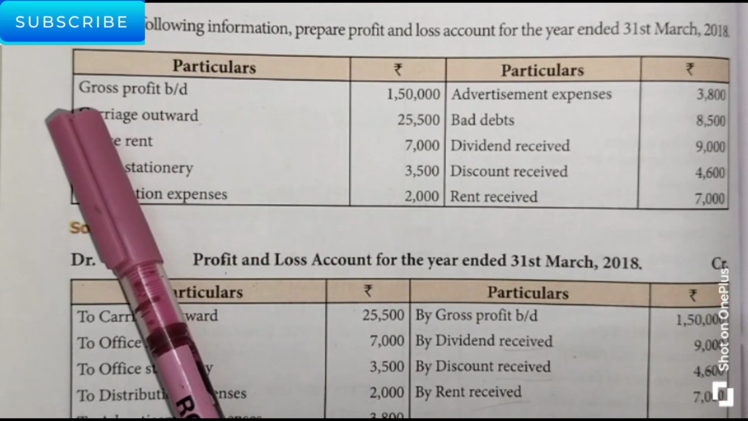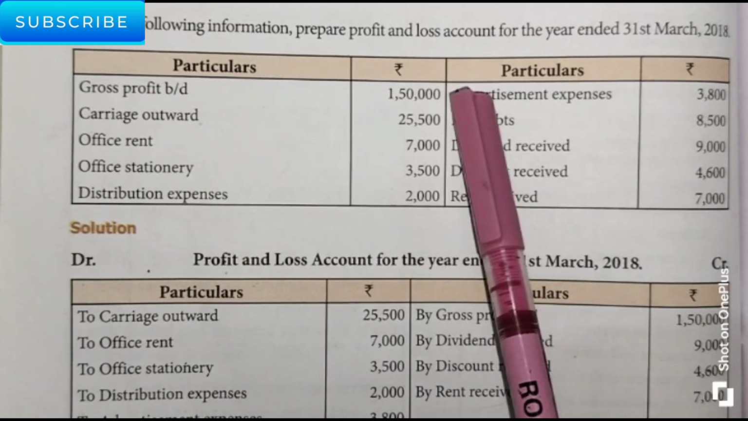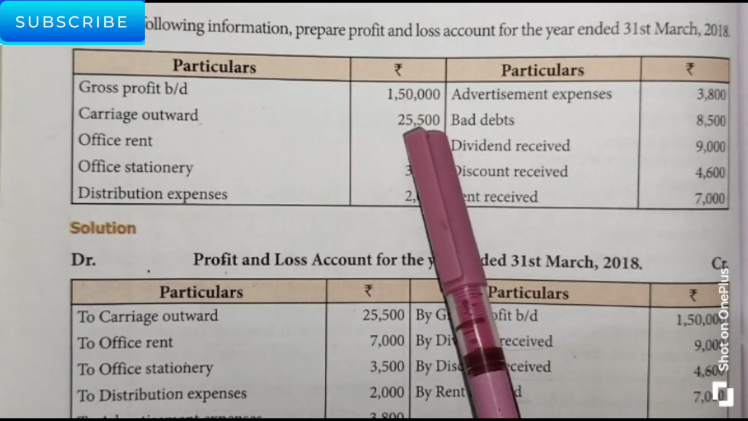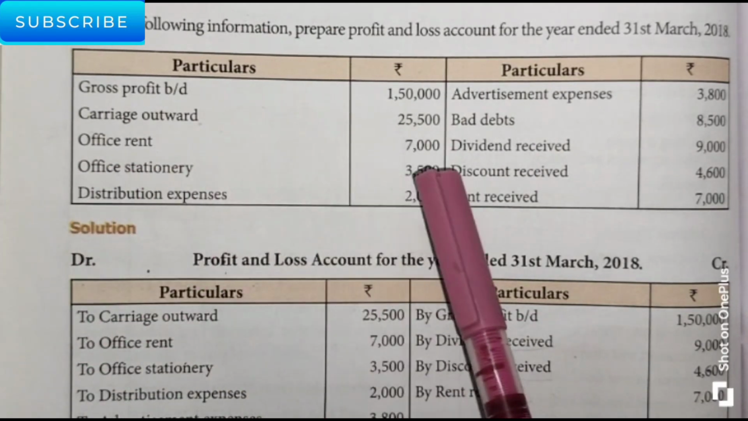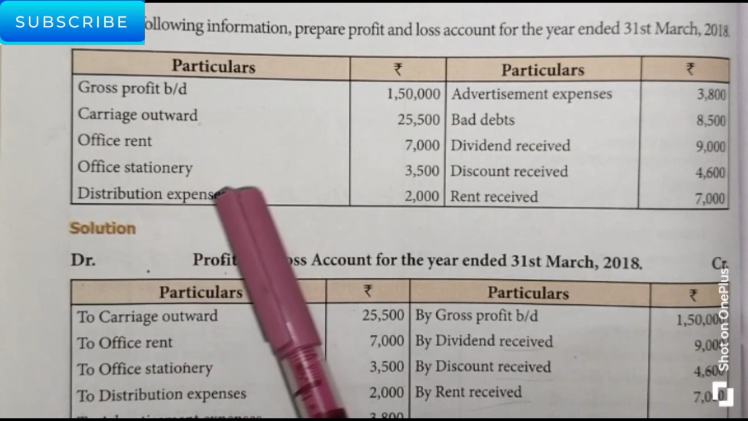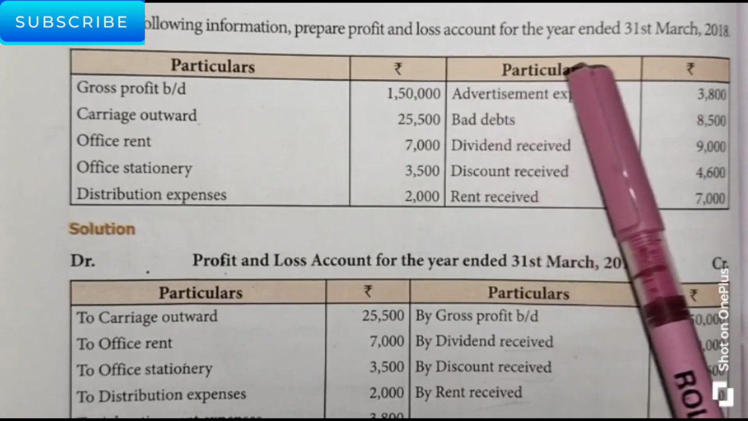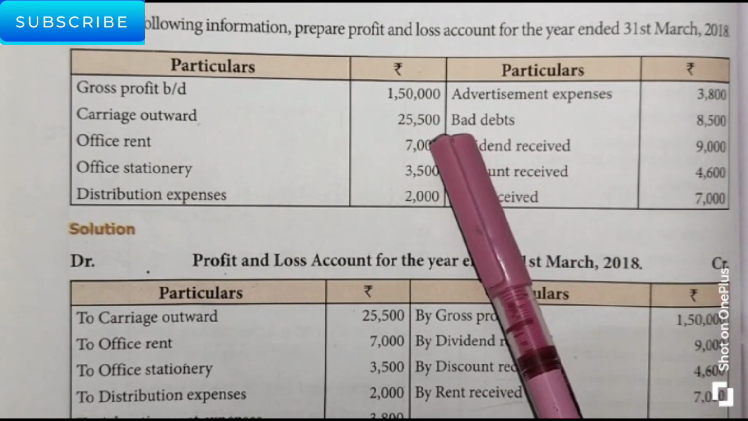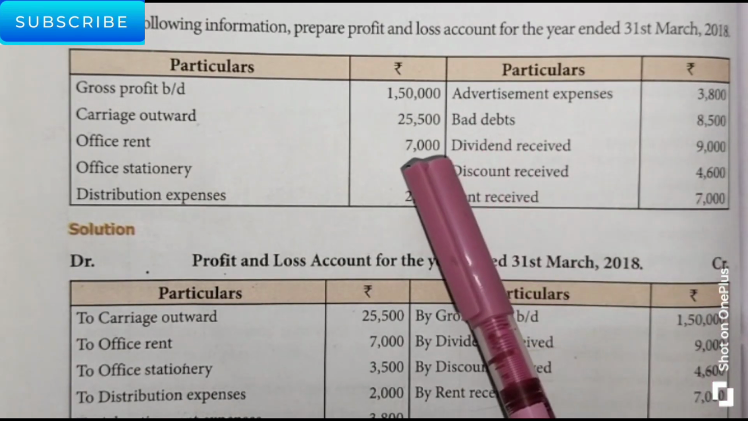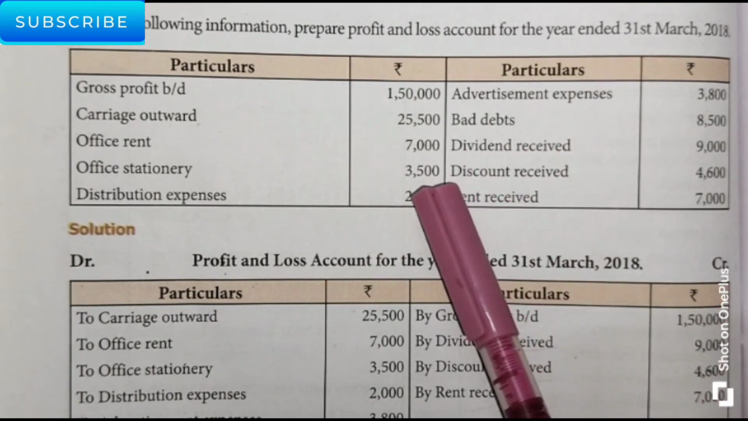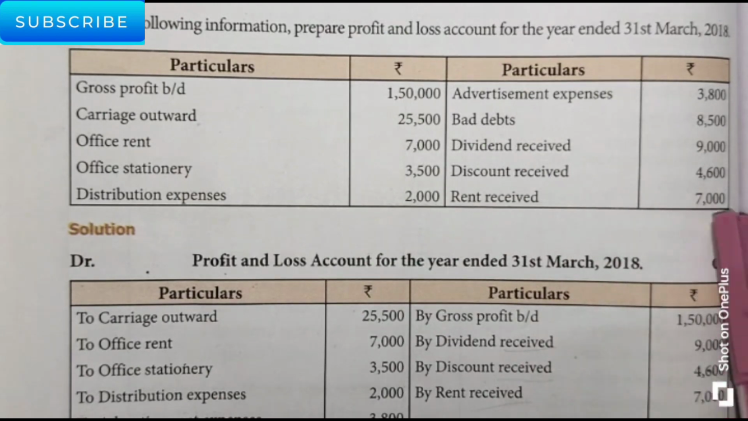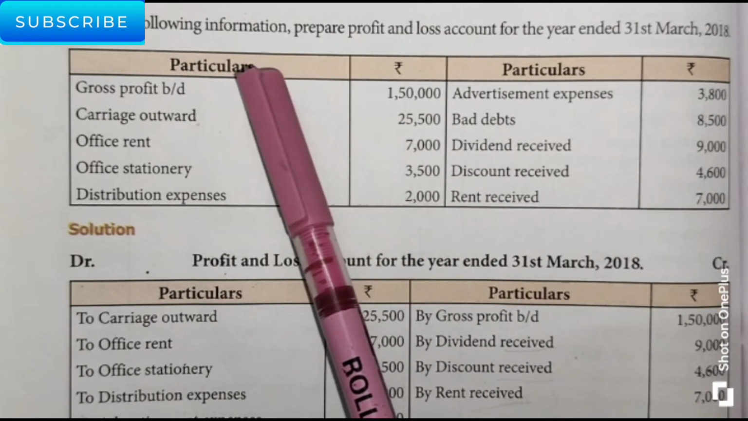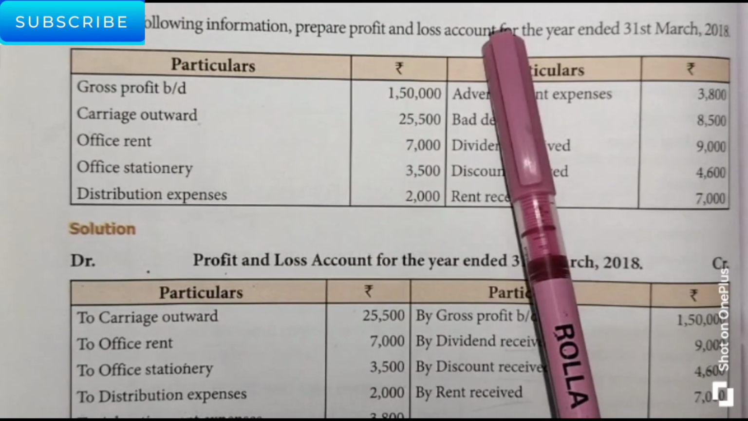The information is: gross profit brought down 1,50,000, carriage outward 25,500, office rent 7,000, office stationery 3,500, distribution expenses 2,000, advertisement expenses 3,800, bad debts 8,500, dividend received 9,000 rupees, discount received 4,600 rupees, rent received 7,000 rupees. What they asked is that we have to prepare the profit and loss account.